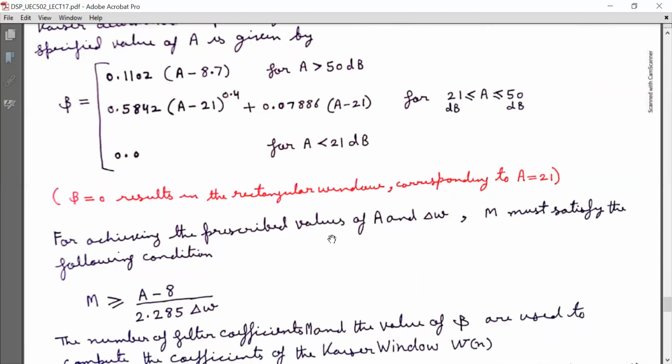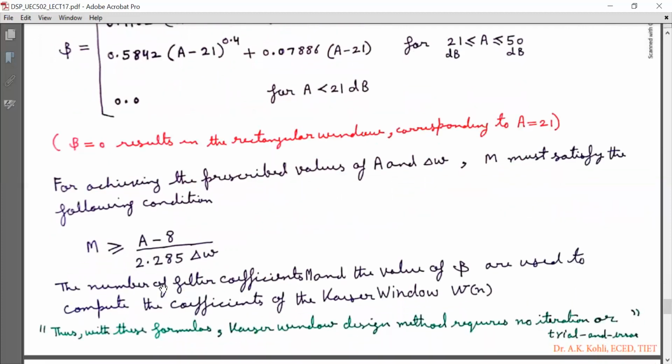And for achieving the prescribed values of A and delta omega, you will be given the values of omega P and omega S, so you can calculate delta omega. So you have calculated A and delta omega. From that you can calculate the number of coefficients, that is, M must be greater than or equal to (A minus 8) by (2.285 delta omega). The number of filter coefficients M and the value of beta are used to compute the coefficients of the Kaiser window w[n]. Thus, with these formulas, the Kaiser window design method requires no iteration or trial and error.